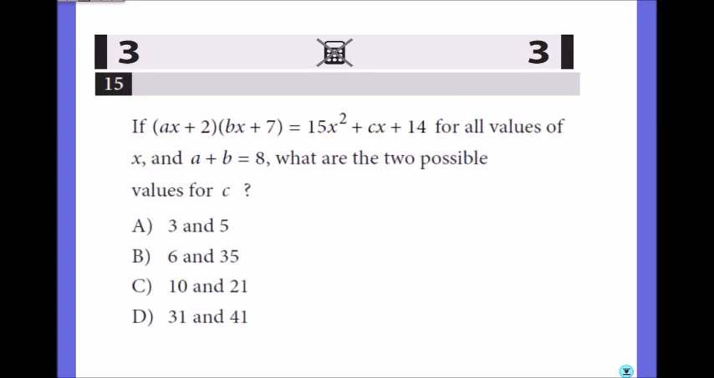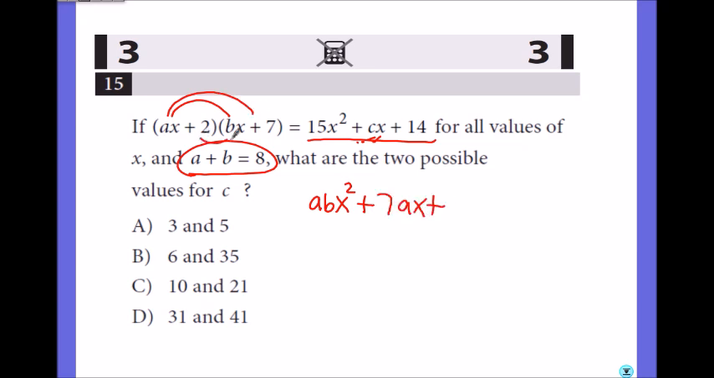15. If ax plus 2 times bx plus 7 equals that, okay, so that means when you FOIL it, it will simplify to this trinomial, and a plus b is 8, okay? What are two possible values for c? So let's see what c is. So let's go ahead and FOIL it. a times b x squared plus 7ax plus 2bx plus 14. That's what we have, right?